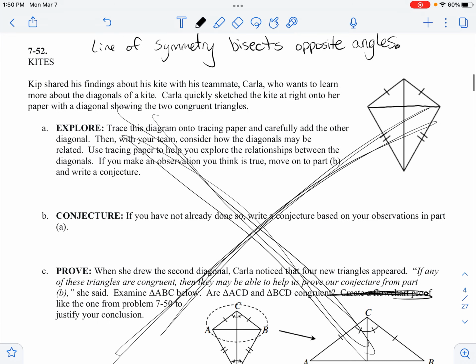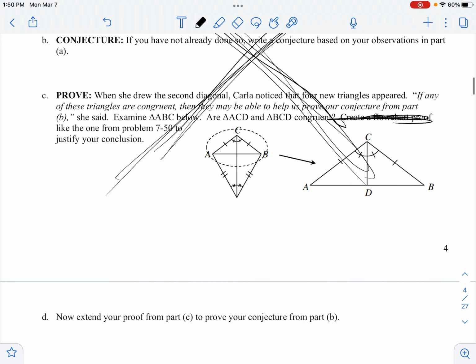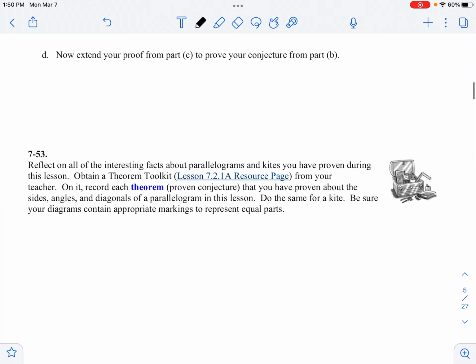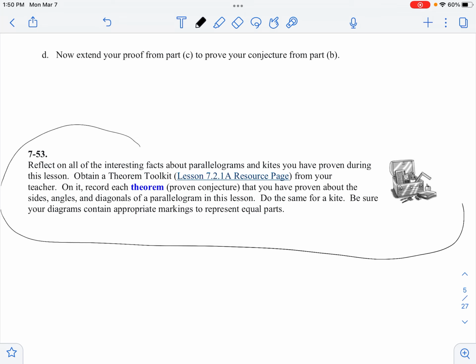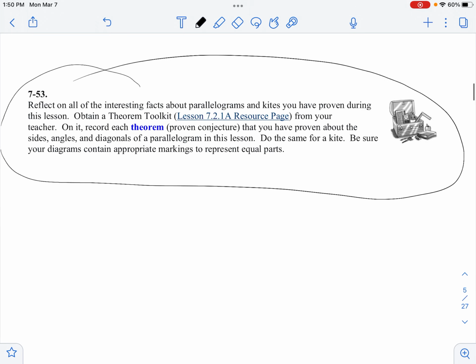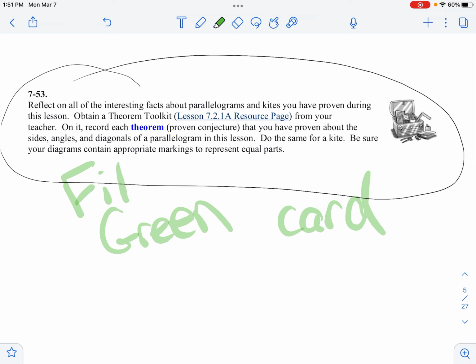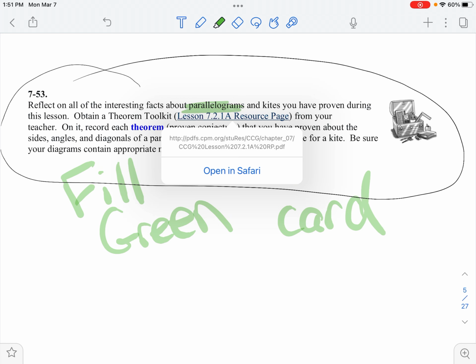Right. We did not have time for 52 in periods 5 and 6, so don't worry about doing that. If you've gotten this far, what I would like you to now do is there is a new cheat sheet. It is a green cardstock now, so green card. So I want you to fill the green card with everything that you know about parallelograms and kites that we talked about today. So this is going to be your new updated cheat sheet with all of the information that you know about your quadrilaterals, specifically today the parallelograms and the kites.